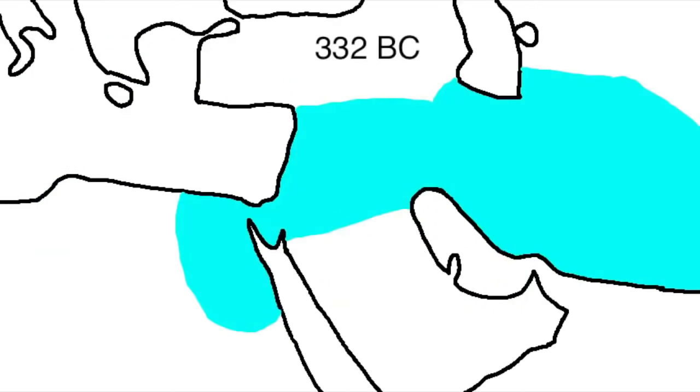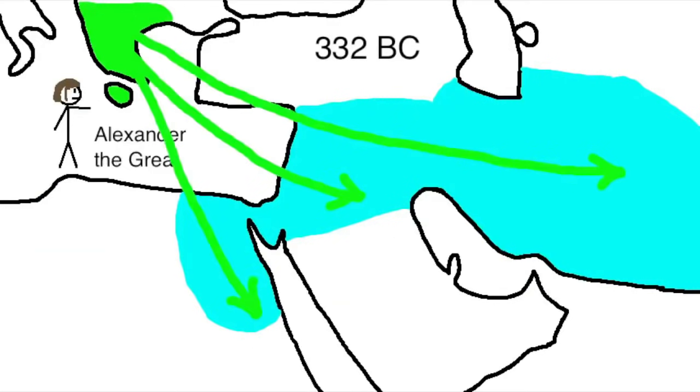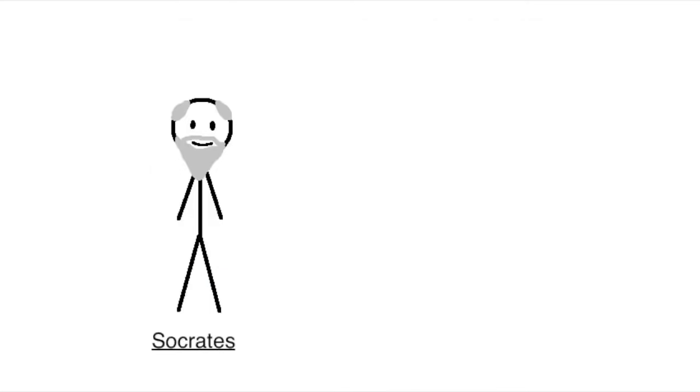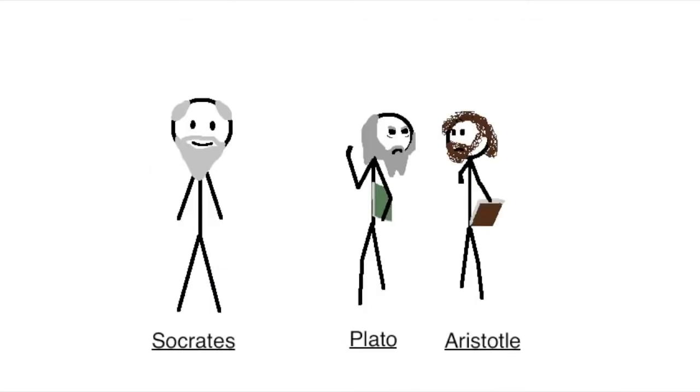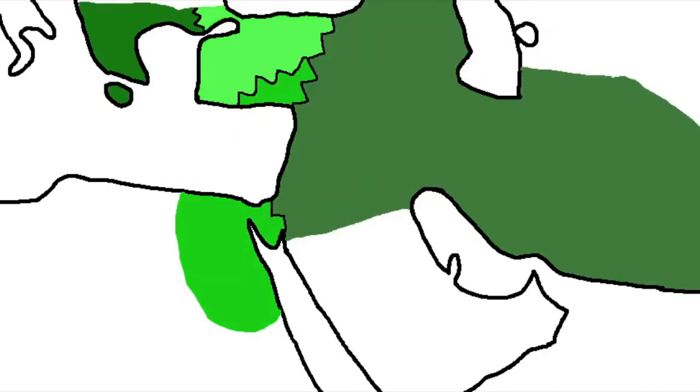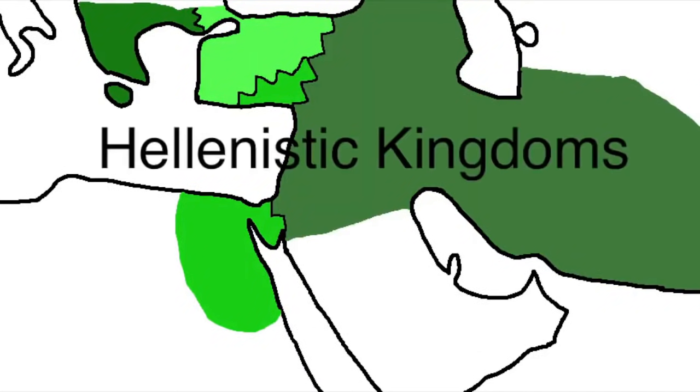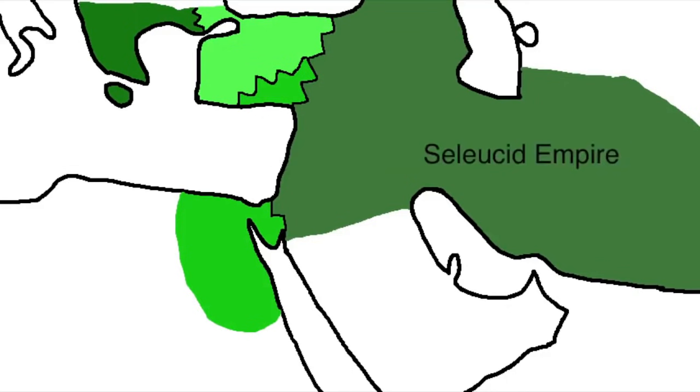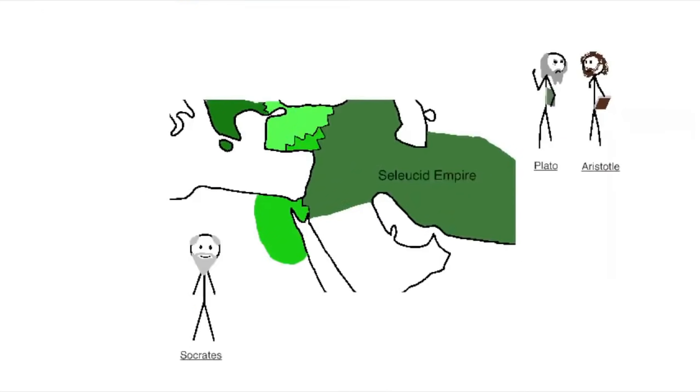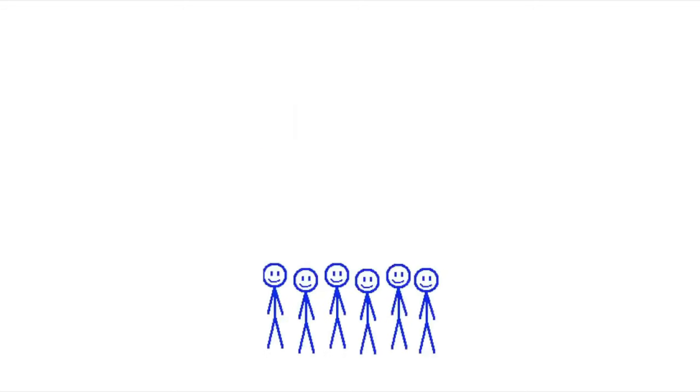In 332 BC, Alexander the Great conquered the entire Persian Empire and spread the Greek philosophical ideas of Socrates, Plato, and especially Aristotle over the entire region. Alexander's empire fractured into a number of small kingdoms after his death, which became known as the Hellenistic kingdoms, one of which, the Seleucid Empire, would stay in control of Israel. But the ideas that Alexander the Great spread would stay in all of these places and had a lasting effect on all of the people he conquered, including the Jews.